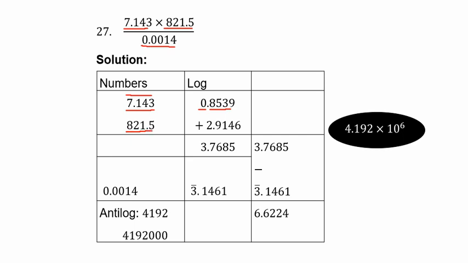The second number is 821.5. The characteristic is 2. That is because you subtract 1 from the 3 digits before the point. For the multiplier, you check 82 under 1 difference 5, and the result is 9146. Multiplication implies addition of log values. So when you add these two results, you have this.